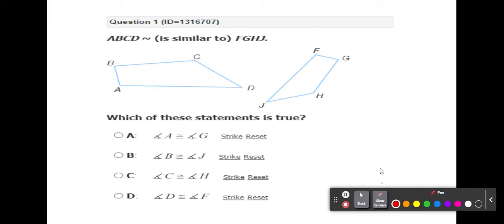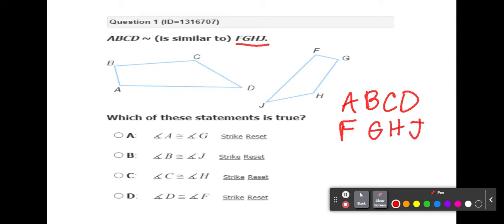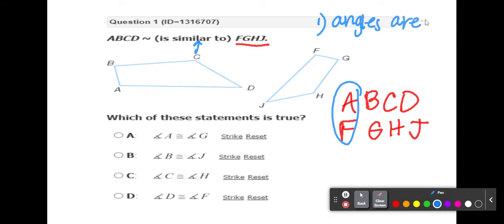A, B, C, D, this symbol means is similar to F, G, H, J. Remember when I said that the letters were given? Stack them up in the order that they were given, and you can see much easier which ones go together. So like these correspond and these correspond. And in similar figures, there were two things to remember. One, that the angles are congruent. They are equal to each other. So like A is the same as F, but the sides are in proportion. So you have to set up a proportion for the sides.